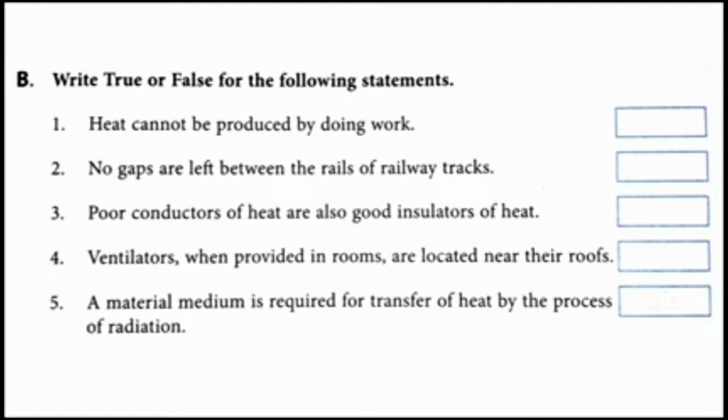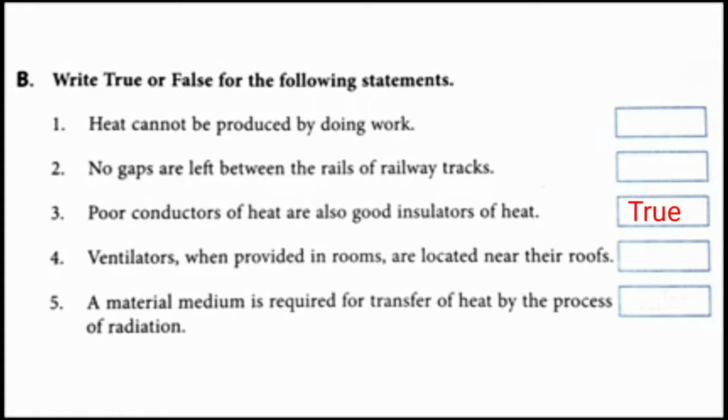Part B, write true or false for the following statements. First, heat cannot be produced by doing work. False. Second, no gaps are left between the rails of railway tracks. False. Third, poor conductors of heat are also good insulators of heat.